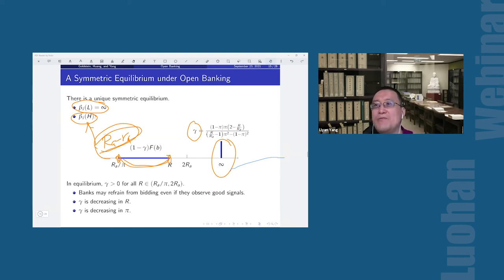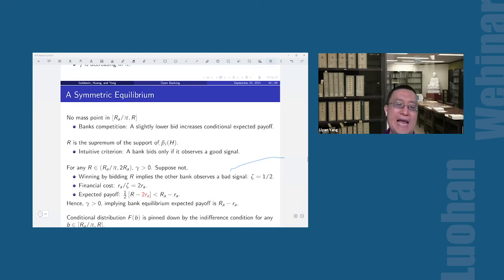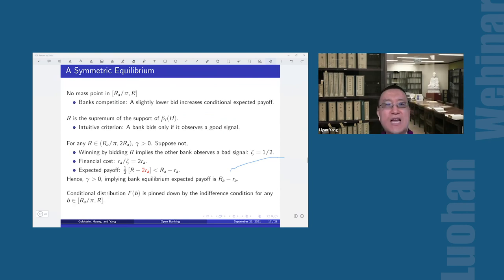Now let me briefly sketch how we prove that, intuitively. We have three steps. The first step, we show that there is no point mass above this R, which is the highest return, and also below the lower bound we assume. This is argued by bank competition. Then we show that for the randomization, R is the highest value. This is justified by an off-equilibrium argument, the intuitive criterion.